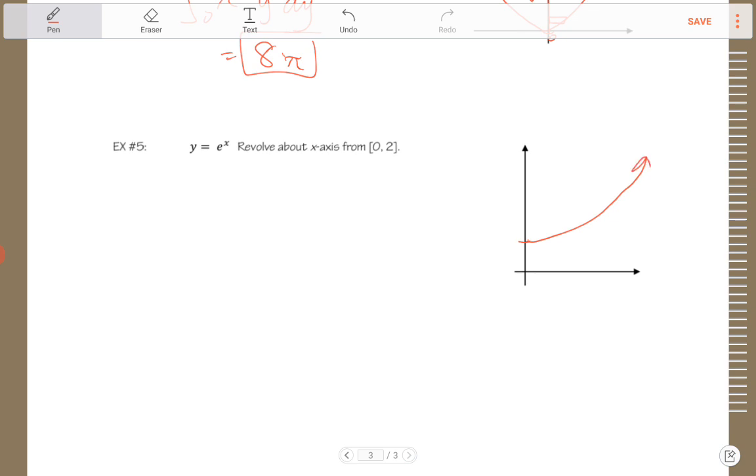Okay, and it's going to revolve around the x-axis from 0 to 2. So I guess it's important to also figure out where this part is. We know that it's going to stop at an x value of 2, and if we plug in 2, we get e squared. So if we're revolving around the x-axis, do we have horizontal rectangles or vertical rectangles? Well, if you're revolving around the x-axis, you want vertical rectangles, so you have a dx there. You want this in terms of x. So we'll have vertical rectangles like that.